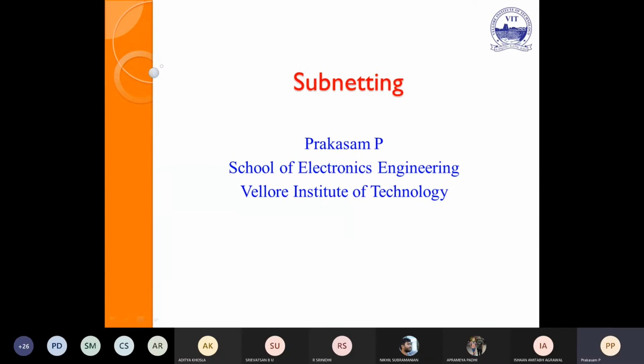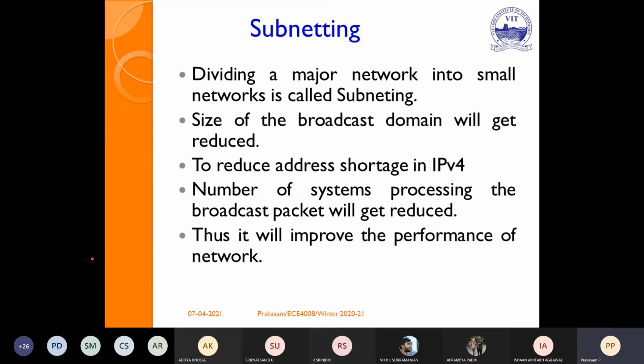Kindly listen: subnetting and the problems using subnetting are very, very important, because in the physical world, IP addresses are assigned purely based on subnetting, not with the normal IP addressing. Subnetting, as we have already seen, is dividing a major network into smaller networks.